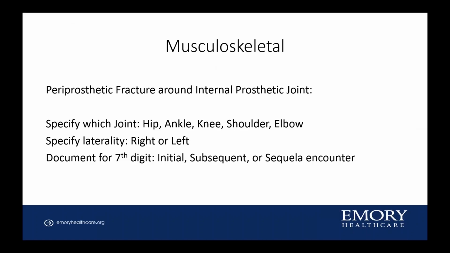Periprosthetic fracture around the internal prosthetic joint. You now must specify which joint. There is the hip, ankle, knee, shoulder, or elbow, and the laterality, right or left. Also, document the 7th-digit initial, subsequent, or sequela encounter.